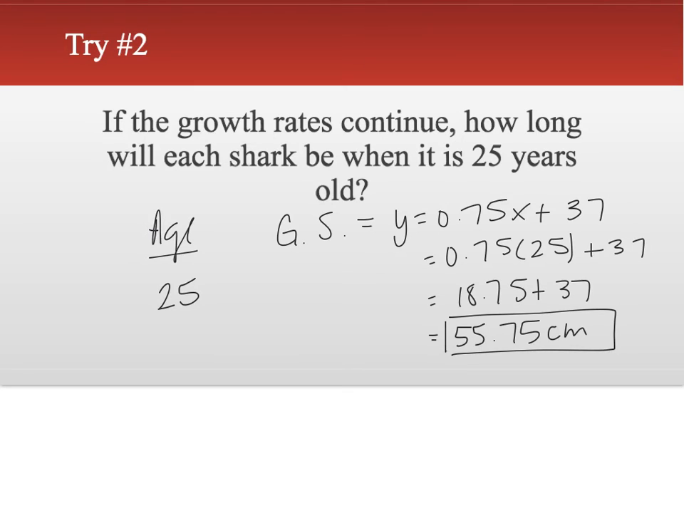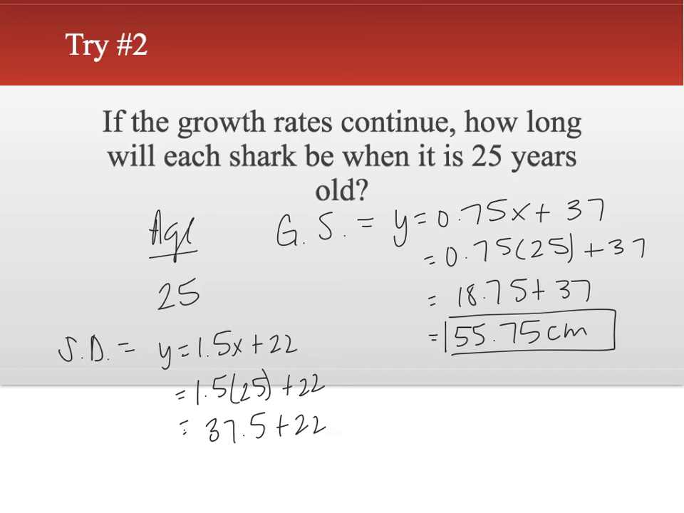If I want to find the length for the spiny dogfish, remember that equation was y equals 1.5x plus 22. So that would be 1.5 times 25 plus 22. That would then mean 1.5 times 25 is 37.5. And if I add the 22 to that, its length will be 59.5 centimeters. And so that's the answer to try 2.